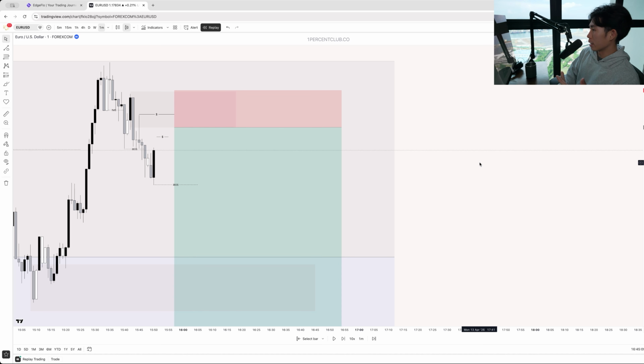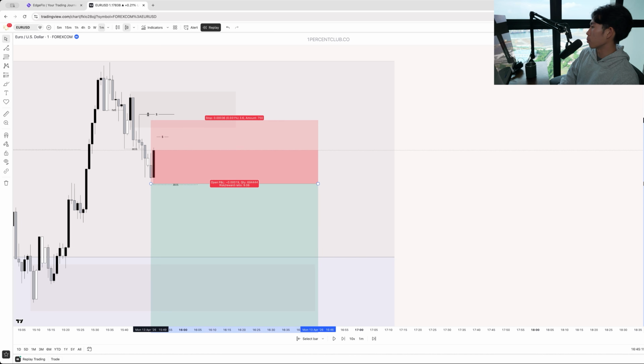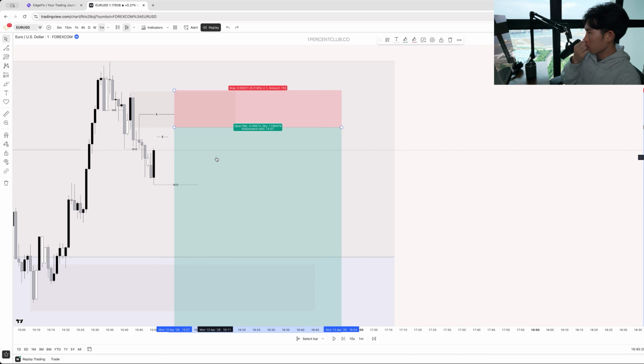And the worst part about chasing is that you get a bad entry. If you chase price, you get a bad entry. If you chase price, you enter for a sell right here, you have to place a stop loss above this high, you get a bad entry. So never ever chase price. Let price come to you, right?